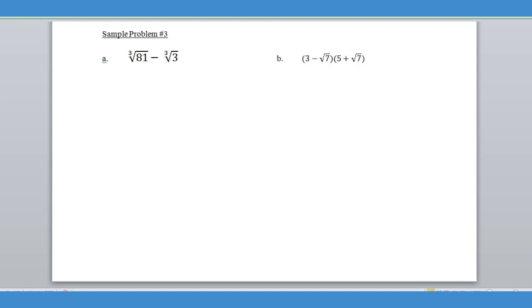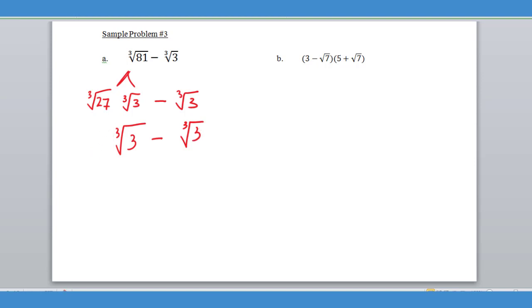Okay, for part A, you can see that the cube root of 81 and the cube root of 3 are not like terms. So we've got to see, what can I break this up to that would give me a cube root of 3, because I know I want it to be the same. If you just did simple division of 81 divided by 3, you're going to get 27. So we have the cube root of 27, and then of course minus the cube root of 3. Now the cube root of 27, and you can use your calculator again, is simply 3. So we have 3 times the cube root of 3 minus the cube root of 3.